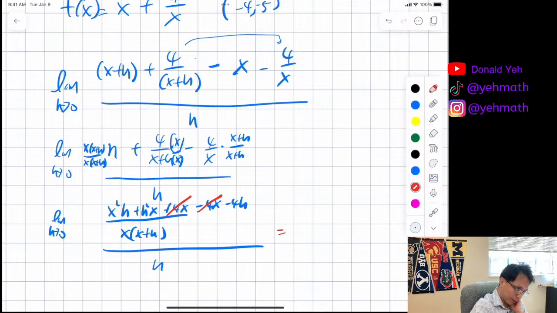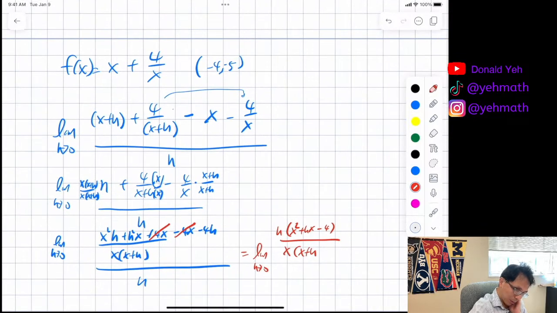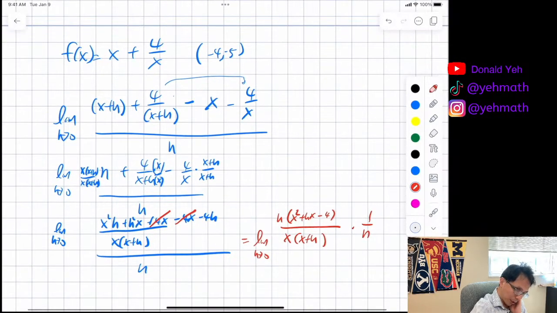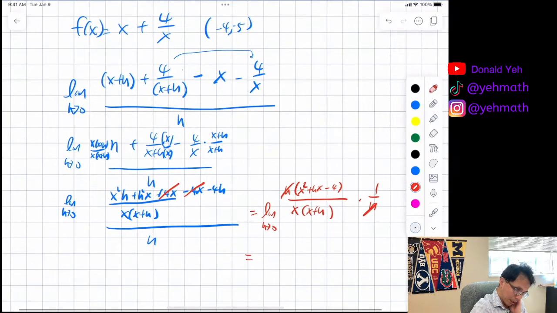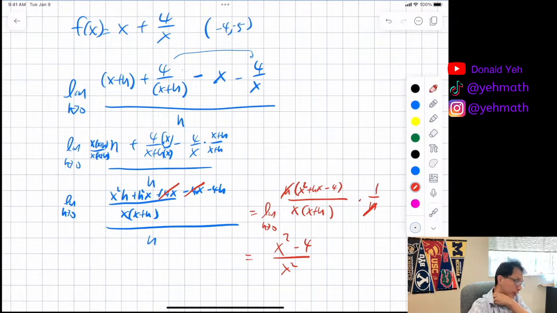I can. So that's going to be limits as h approaches 0. If I take out h, then I'm going to get x squared plus hx minus 4h. No, minus 4. Let me know if I make any mistakes, because I can possibly make a mistake here. x times x plus h, and here is going to be 1 over h. So h cancels out. And h approaching 0 is going to give you x squared minus 4. Is that okay?